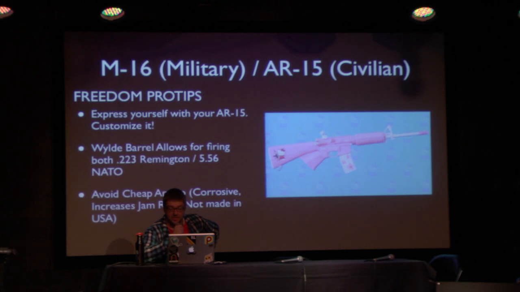Express yourself with the AR-15, customize it. Here you see a Hello Kitty AR-15, and you notice the handle is slanted back. That's for the California market because you can't have pistol grips in California. It's a weird loophole where you slant it back enough and it becomes a rifle grip. Wild barrels allow you to fire both .223 Remington and 5.56 NATO. And avoid cheap ammo, mainly because it's usually coated steel casing, which is corrosive to most barrels. It increases your jam rate because the casings are more abrasive and there's more friction. And they're not made in the USA, which is a bad thing to have.